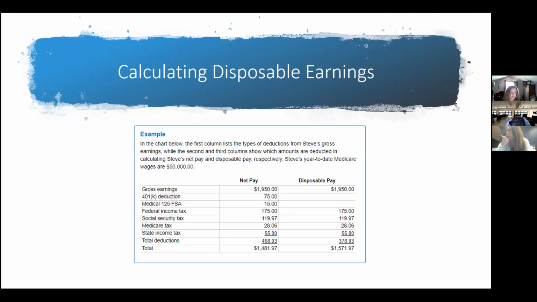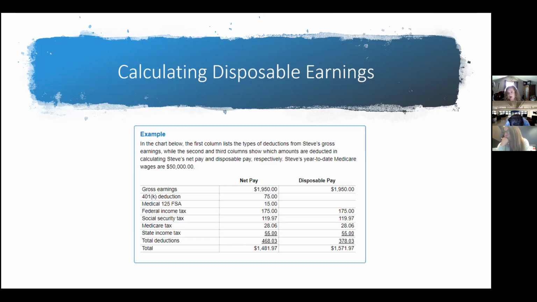As another example, in the chart below, the first column lists the type of deductions from Steve's gross earnings, while the second and third columns show which amounts are deducted in calculating Steve's net pay and disposable pay, respectively. Steve's year-to-date Medicare wages are $50,000. So his net pay versus his disposable pay: his gross earnings were $1,950.